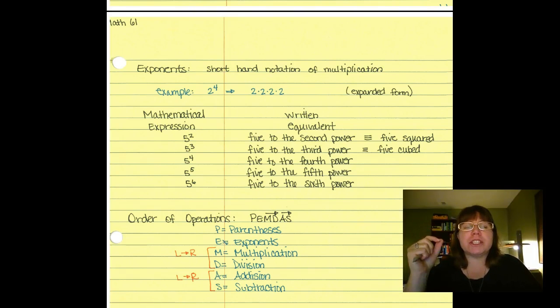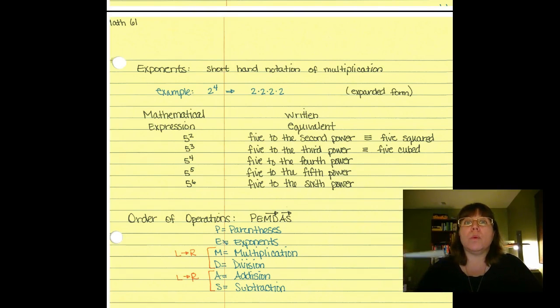Let's change gears just a little bit and start talking about exponents. Exponents are just the shorthand notation of multiplication. For example, if we have something like 2 to the 4th, that would be 2 times 2 times 2 times 2. In other words, you're multiplying 2 by itself 4 times. That is not the same thing as 2 times 4. 2 times 4 is 8, but 2 times 2 times 2 times 2 is 16. So they're not the same thing.